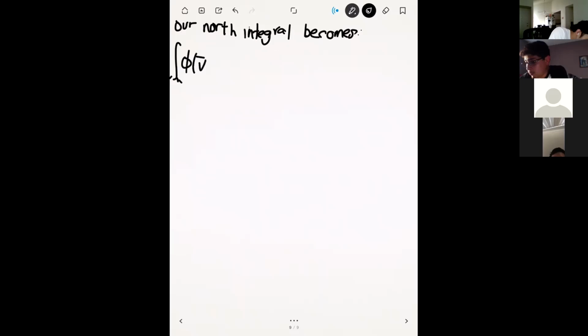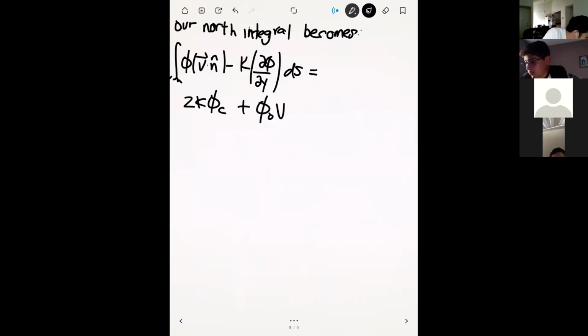Okay, so then if we do that, we get this expression for the north integral. So our north integral becomes the integral of phi v dot n minus k d phi dy ds. Then if we simplify our expression from the last page, what we get is 2k phi sub c, plus phi naught times v delta minus 2k phi naught.